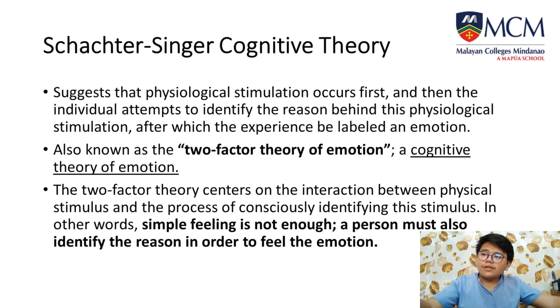It is also known as the two-factor theory of emotion and a cognitive theory of emotion. The two-factor theory centers on the interaction between physical stimulus and the process of consciously identifying the stimulus. So in other words, simple feeling is not enough, and a person must also identify the reason in order to feel the emotion. So there is a reason for the emotion, and the emotion is stimulated by physical stimulus.